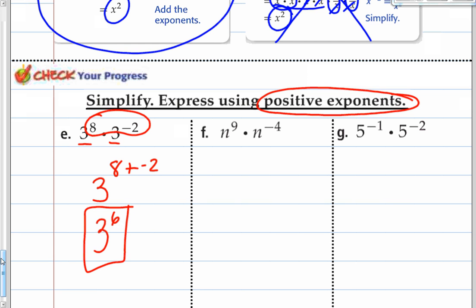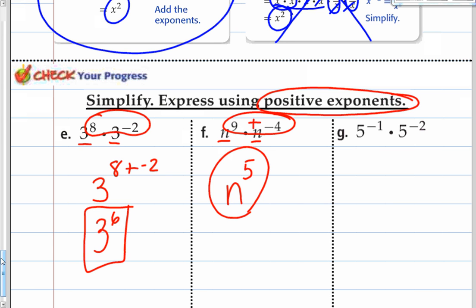N to the 9th power times n to the negative 4th power. Don't get scared because it's a letter. It's the same thing as having 2 3s, 2 n's. So we put our n down because it's the same base, and we take 9 plus negative 4. 9 plus negative 4 in my head is 5. That 5 is positive. We are now done because we have n to the positive 5.